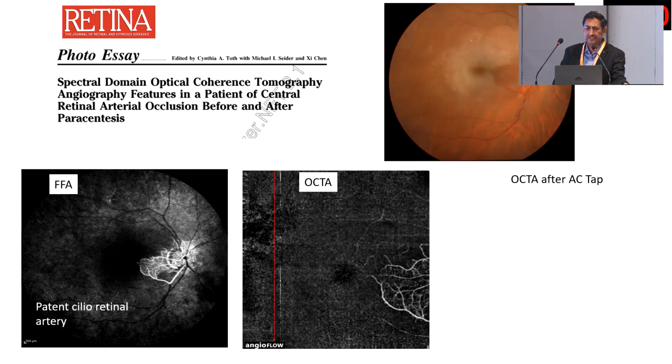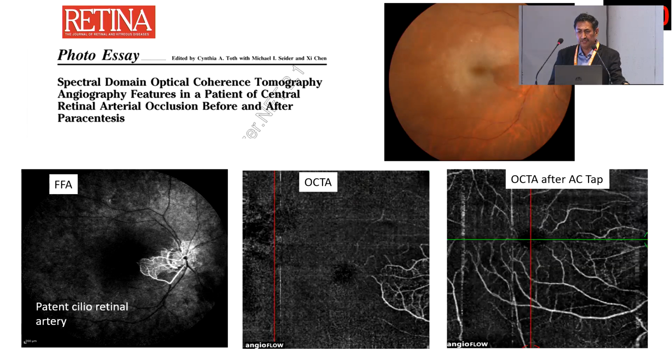This is another interesting case. Patient had a CRAO. So you can see it was a cilioretinal sparing CRAO. OCTA showed this, and then this is after paracentesis, immediately. So you cannot really keep doing FFA, but OCTA can be repeated, and this shows.